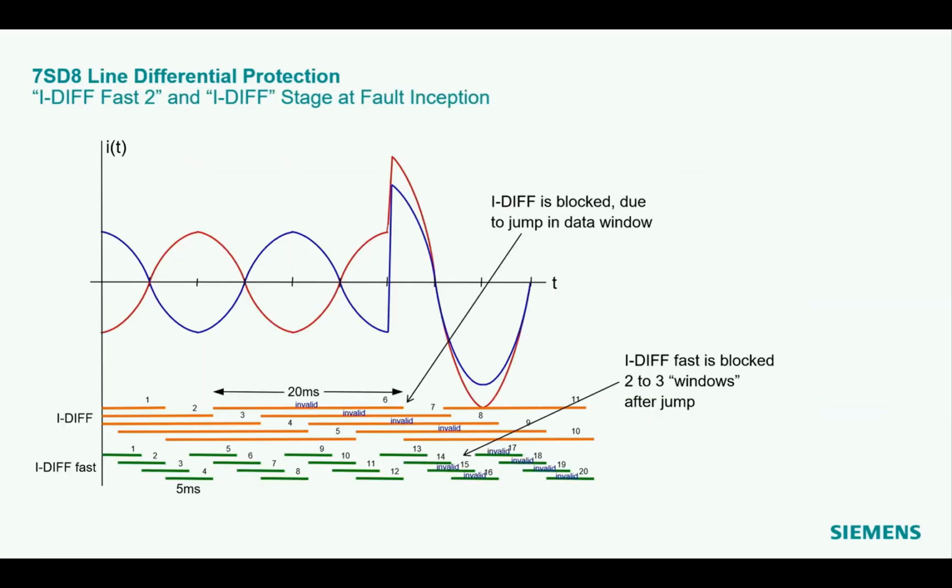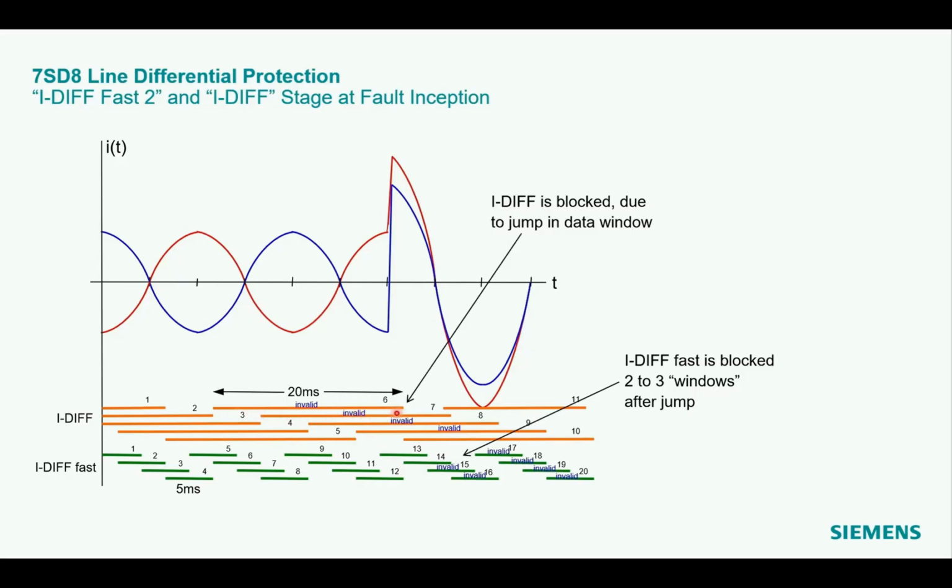How do the stages EDIF and EDIF Fast work together in parallel? Consider the following fault inception waveform. The EDIF and the EDIF Fast are calculated every 5 milliseconds. For the EDIF a 20 millisecond window is used, while for the EDIF Fast only a 5 millisecond window is evaluated for the charge, and this is for the current phasors.